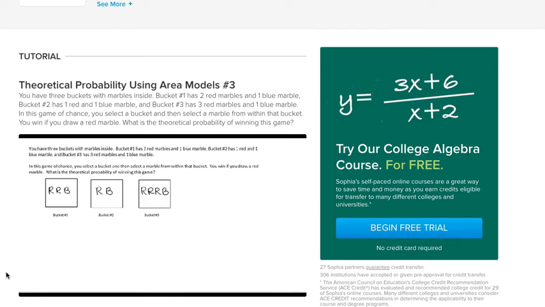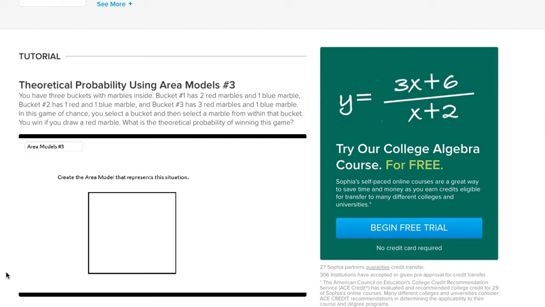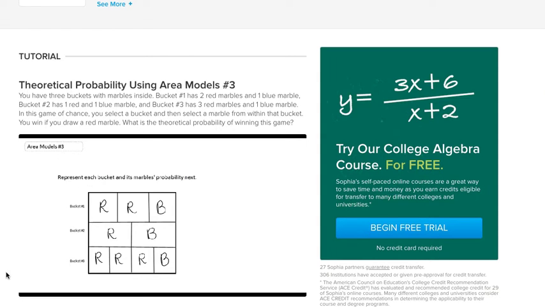This is an instance where we cannot use a counting tree. We have to use an area model. So first, we need to create an area model to represent the situation. Each bucket represents 1/3 of a likelihood of being selected, so we'll divide our area model into 3. And then we'll represent the individual marbles within each bucket. As you'll see here, for instance, bucket number 1 had 3 marbles in it, so I divided bucket number 1's 1/3 strip into 3 equal portions as well.